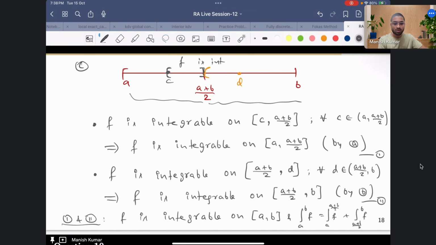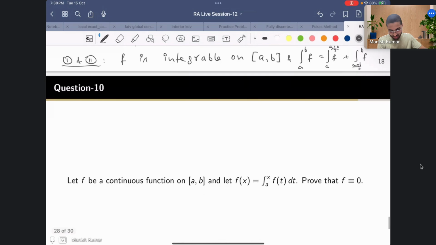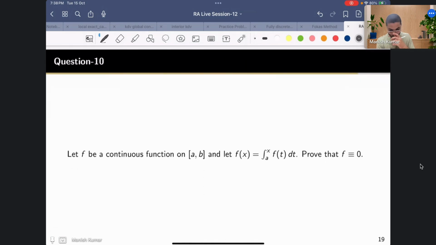Okay, if it's okay, then let's proceed to this last problem. You have a continuous function f, and it satisfies this kind of identity. What this means is that f at some point x is given by the area under this curve till this point x. If such things happen and f is given to be continuous, then you have to prove that the function is identically equal to 0.